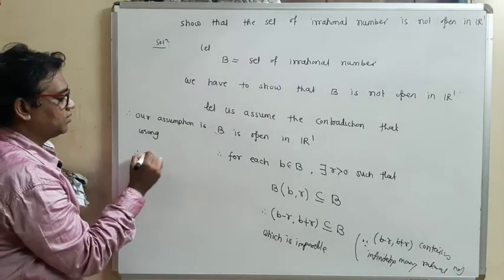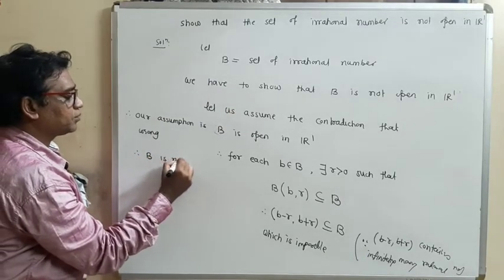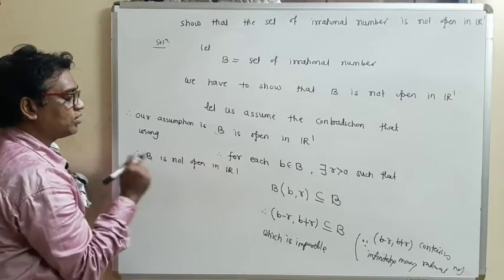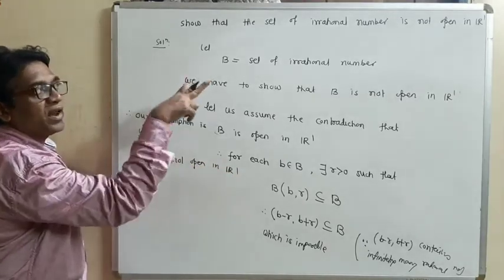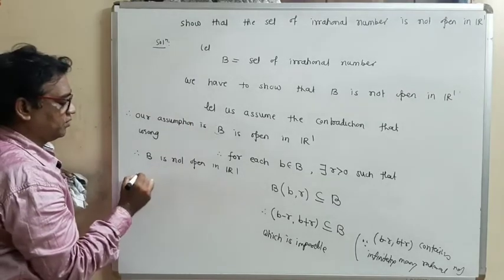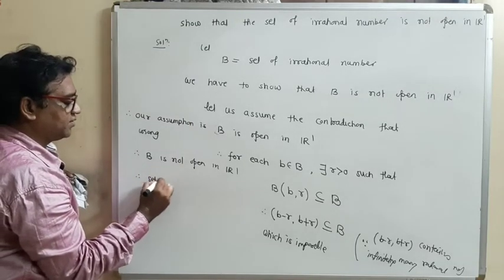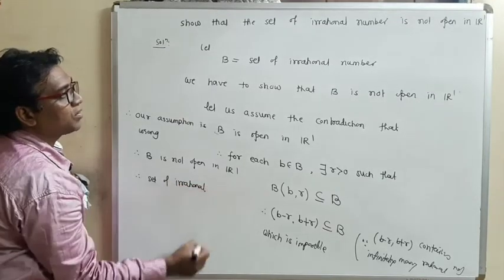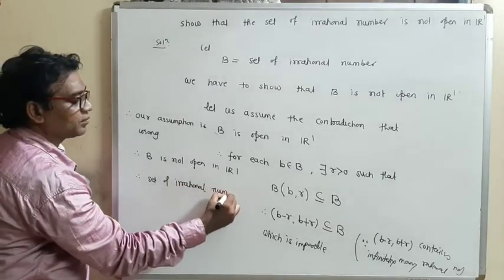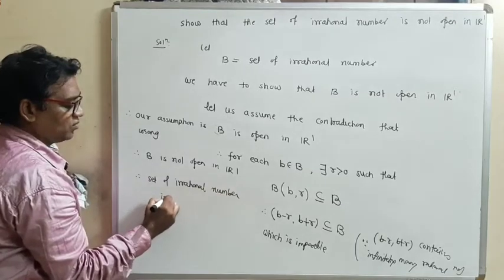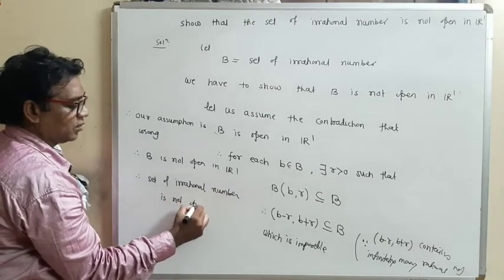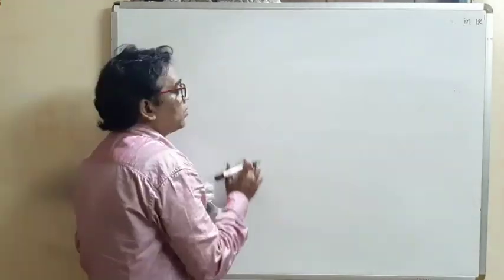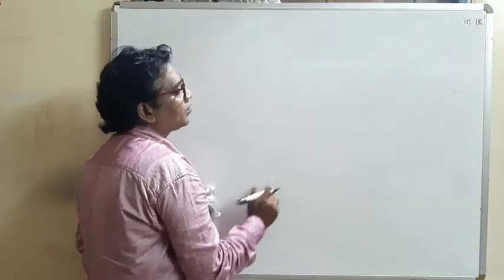So write down the conclusion. Therefore, B is not open in R1. And what is this B? The set of irrational numbers, it is not open. So write down the conclusion. Therefore, the set of irrational numbers is not open in R1.